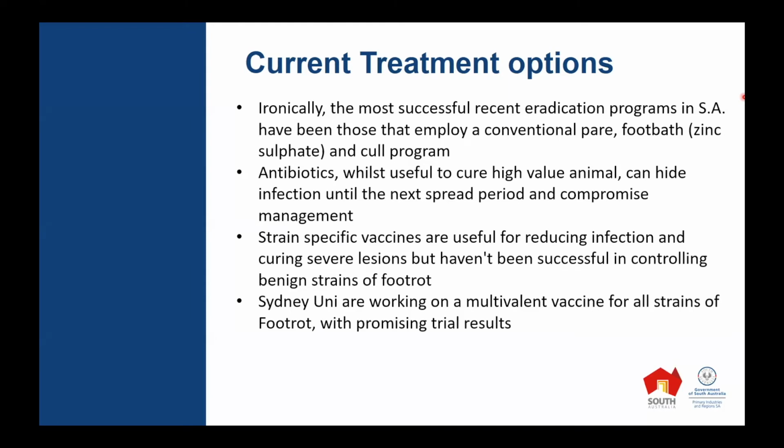I mentioned before, Sydney Uni are working on a multivalent vaccine for all strains of foot rot, which has had promising trial results. They've identified antigens or surface proteins on all strains of foot rot that are common, and they're just working out which ones of those they can use to develop a multivalent vaccine. If they find one that works for all strains, that will be a big boon for the sheep industry, because you won't have to culture the specific foot rot that you've got to get a vaccine. You'll be able to use a one vaccine fits all approach, but that's not really near the commercial phase yet.